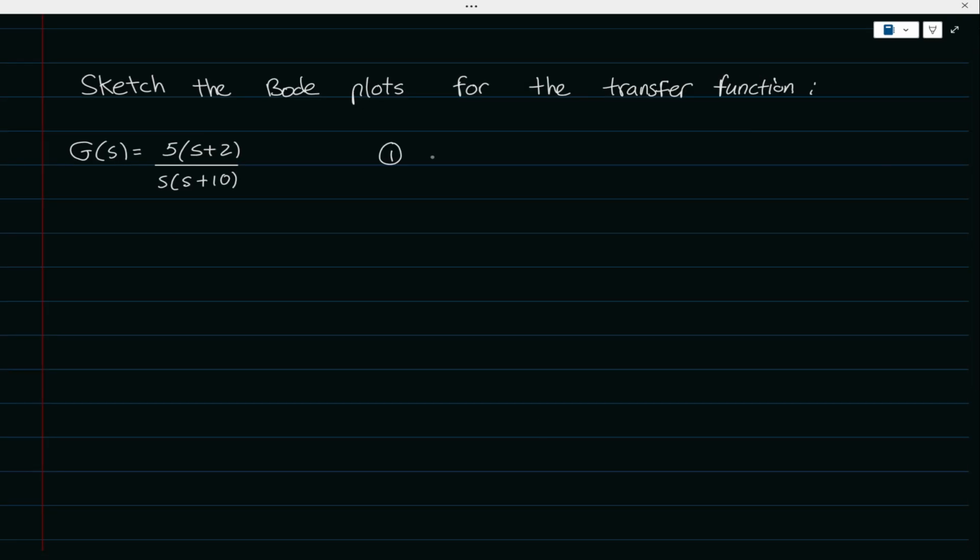So we're going to put the function in Bode form. This is how we put a transfer function in Bode form. We need to extract the 2 because we want to have 1 plus a factor of s everywhere. So we're going to do times 2, and then we're going to have 1 plus s over 2, divided by s, which we can leave alone. But now we have s plus 10, so here we're going to multiply by 10 and have 1 plus s over 10. The 10 cancels out with the 2 and 5. Now we're left with 1 plus s over 2 divided by s times 1 plus s over 10.